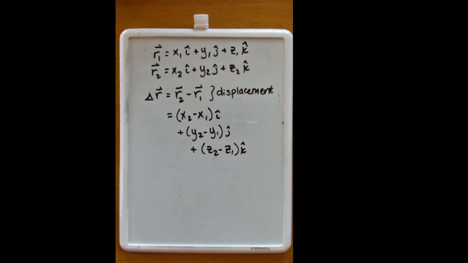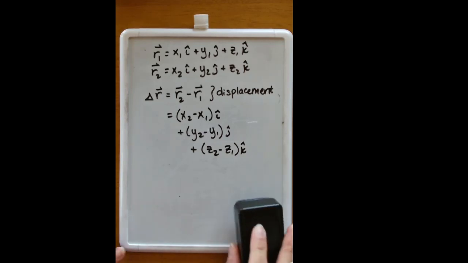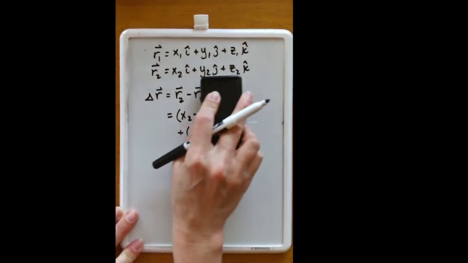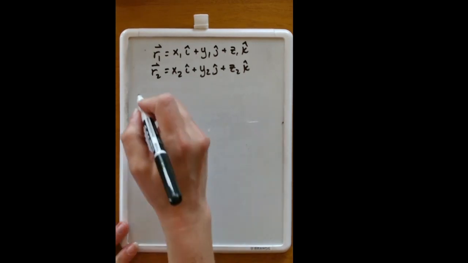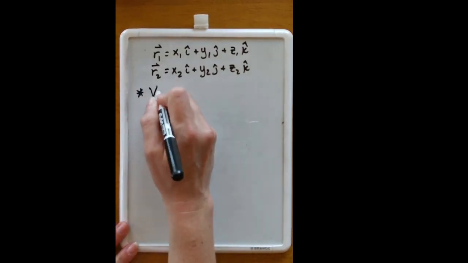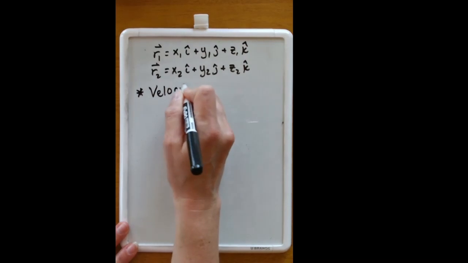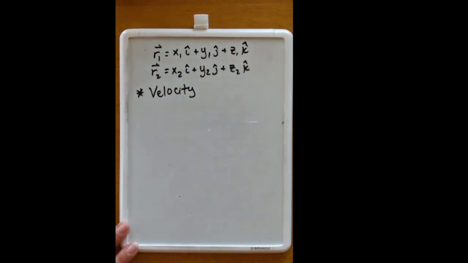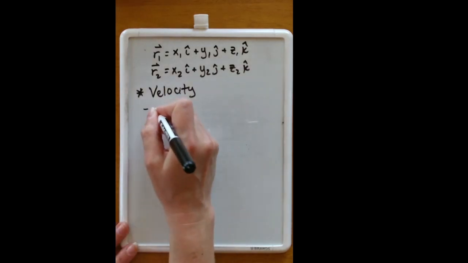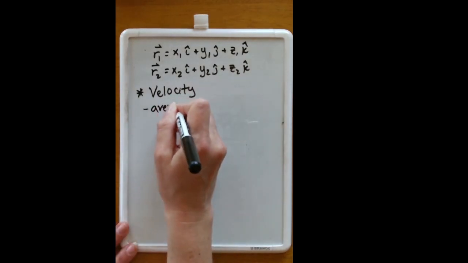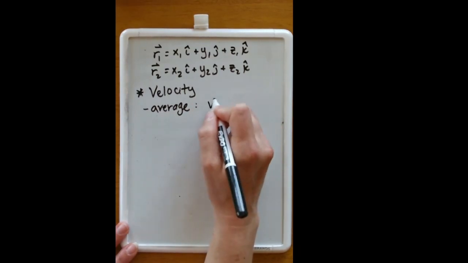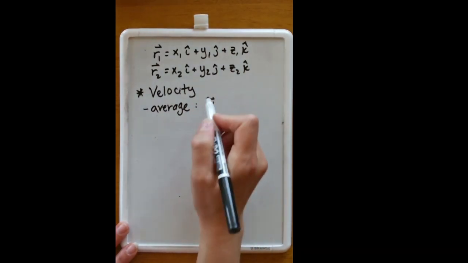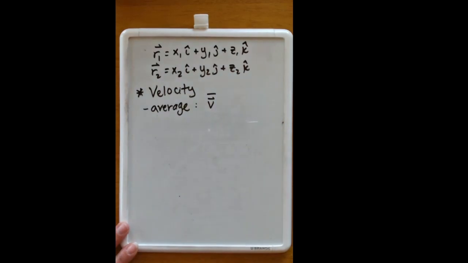So the next thing we're going to talk about will be velocity. So I'm going to go ahead and erase all that. Remember, velocity is also a vector. And when we talk about velocity, we've got average and instantaneous velocity. So first let's talk about our average velocity. We're going to have our vector v for velocity, and I'm going to put a bar over the top of that to denote average.